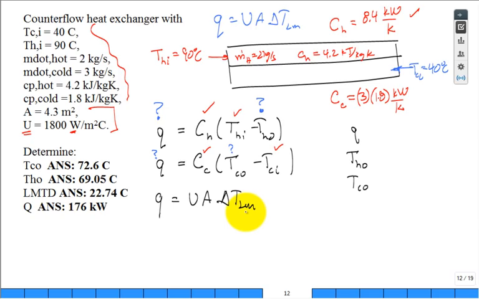That's what's new for this class: the concept of resistance, thermal resistance, and rates of heat transfer and convection and conduction through the wall. That's all embedded in this big U. All right.